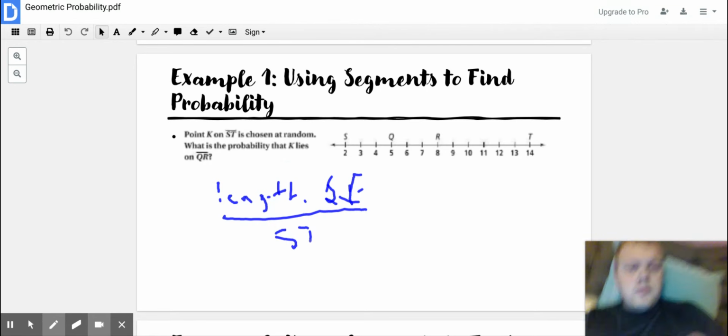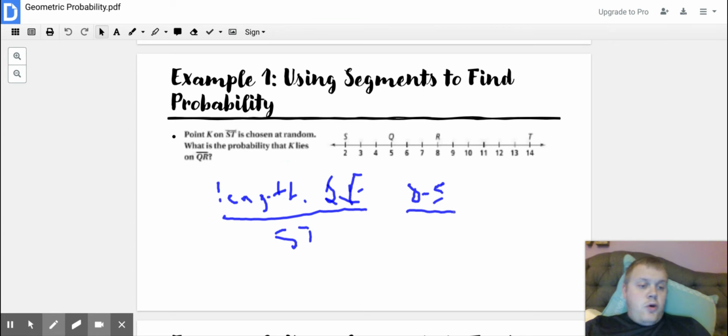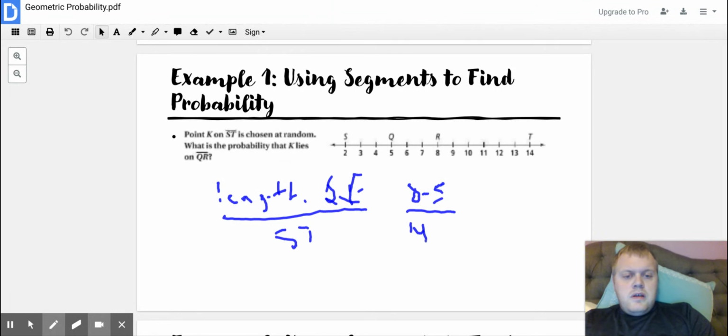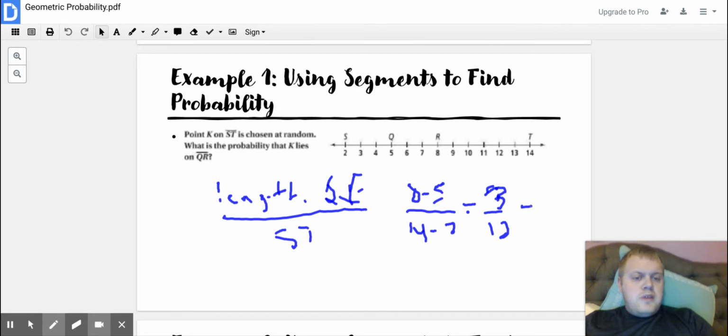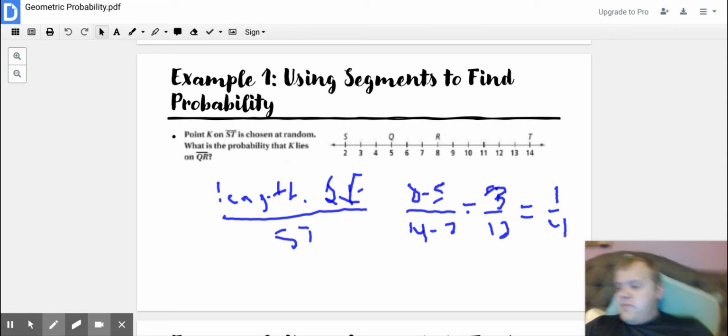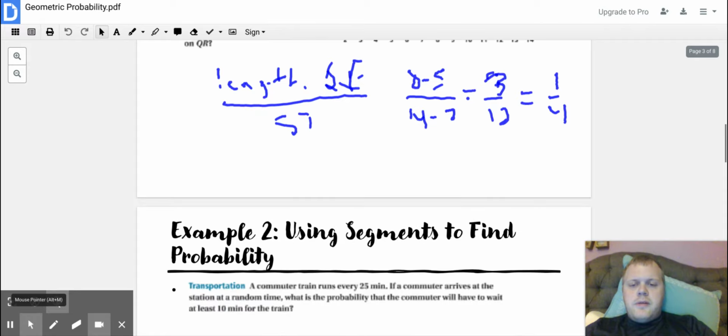Just from QR alone, the big one is 8, the small one is 5. So that distance would be 8 minus 5, over the big distance, or the whole part, so the whole line goes from 14 to 2. So we would do 14 minus 2. 8 minus 5 is 3. 14 minus 2 is 12. And we can reduce that fraction of 3 over 12, which gives us 1 over 4. So our probability of it landing between S and T is a 1 in 4 chance. Again, part over whole, do the big number minus the small number every time for both the part and the whole part.